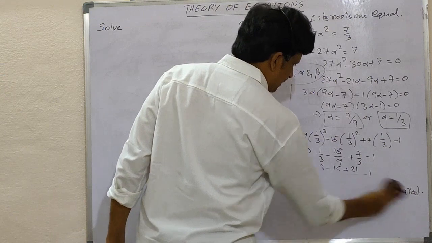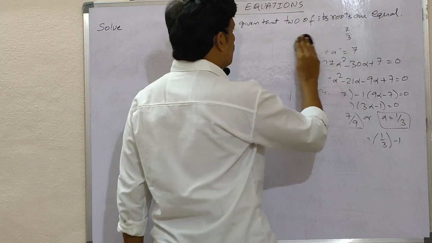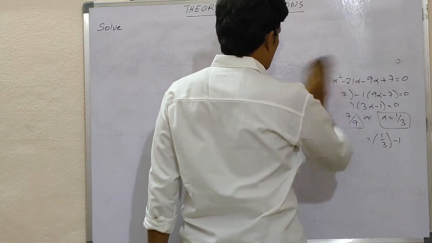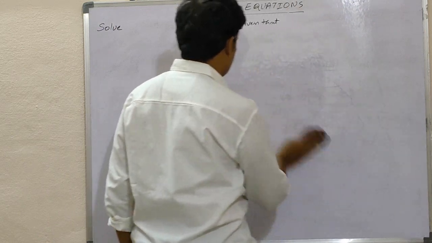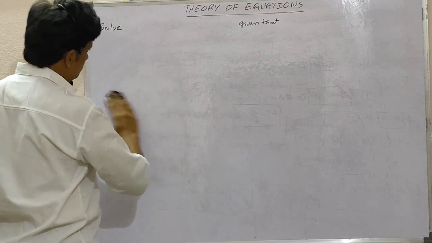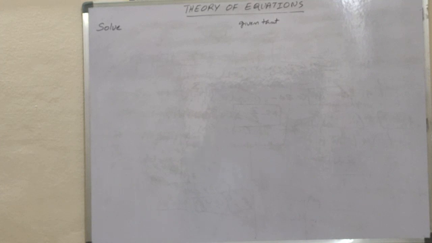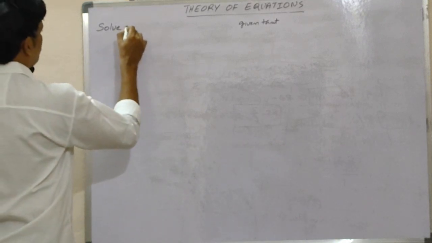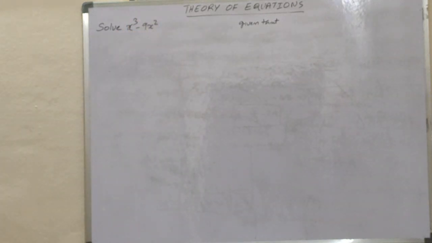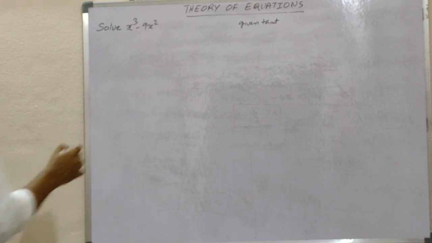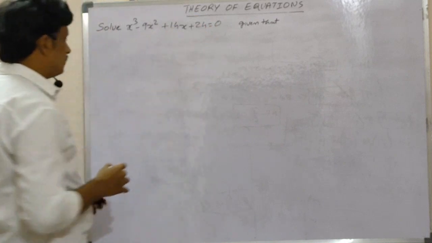Next one, another cubic polynomial is given here. You have to find the roots which are satisfying the given condition. So the next one is: solve x cube minus 9x square plus 14x plus 24 is 0.